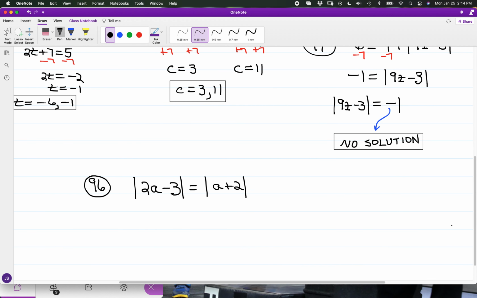And for the absolute value of 2a minus 3, again there'll be two quantities that will have an absolute value of 2a minus 3. One is going to be 2a minus 3 and the other is going to be the negative of 2a minus 3. So I'm going to take the positive and negative of the quantity 2a minus 3. And for a plus 2, we have the positive and negative quantity of a plus 2.